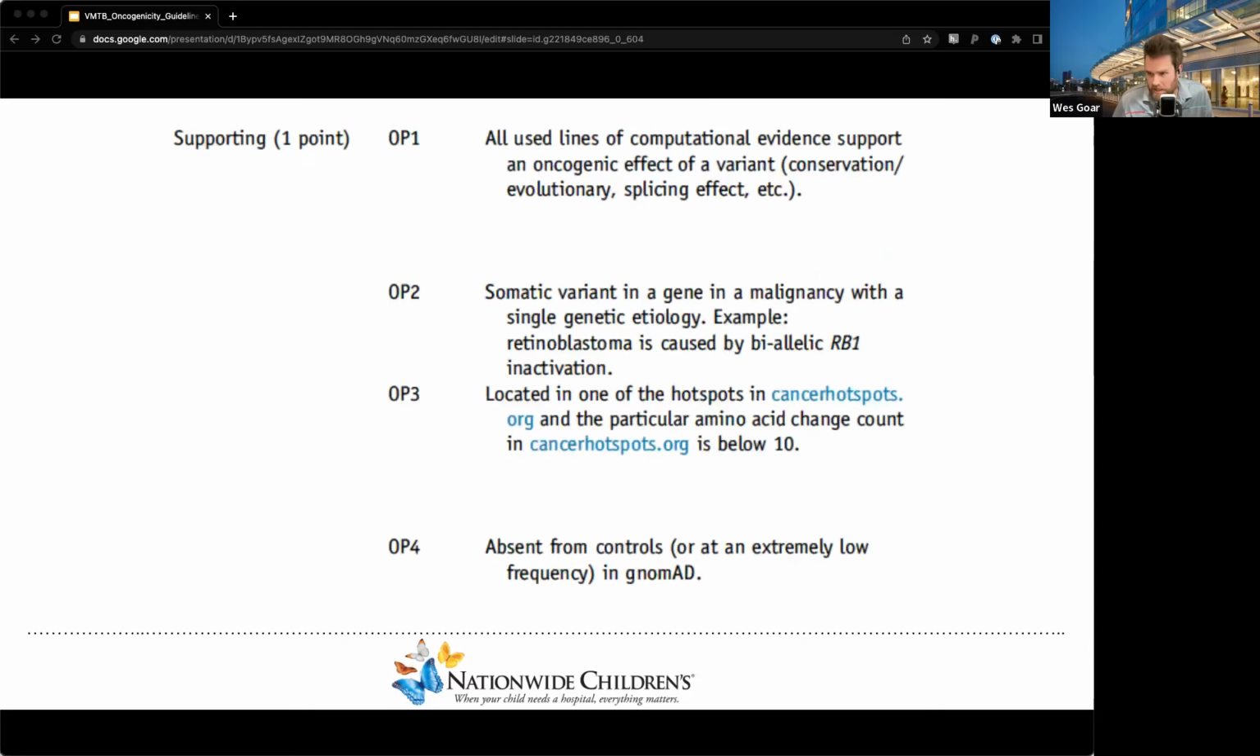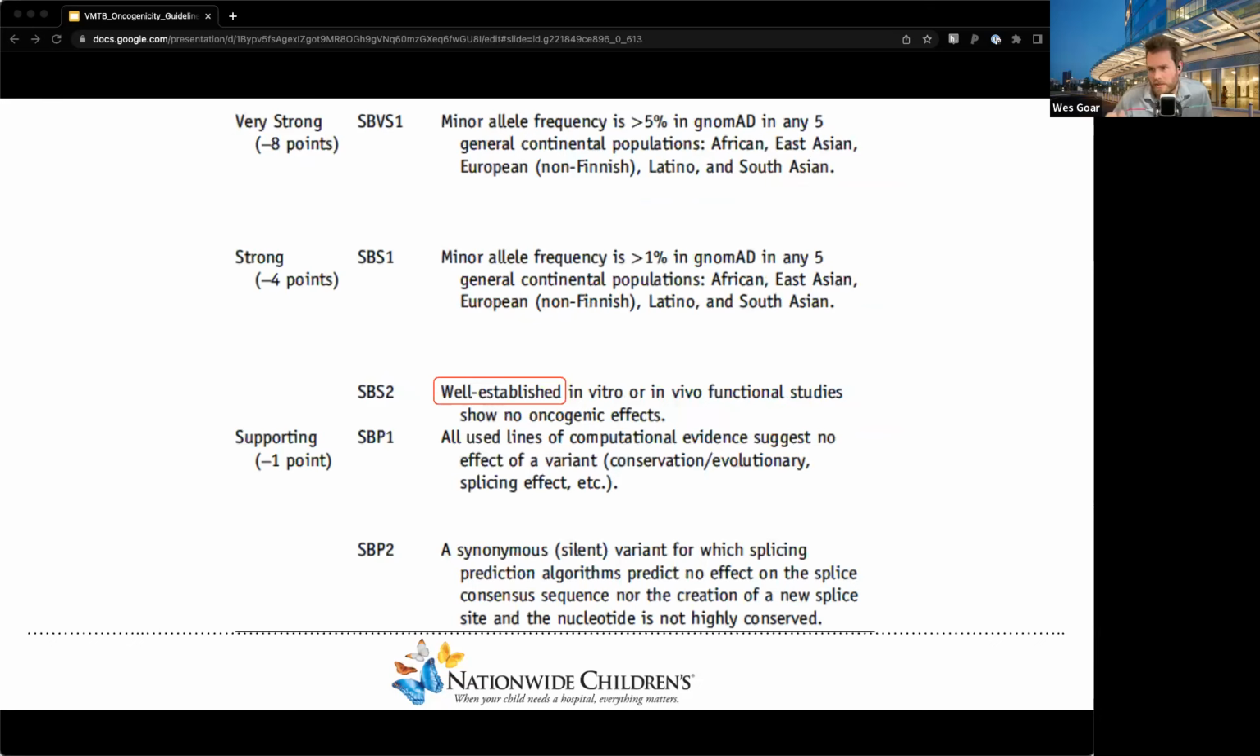And then you have your supporting data, which is going to be your 1 points here. And this is going to be like your in silico predictors are all pointing towards pathogenicity. You have OP2, a somatic variant in a gene in a malignancy with a single genetic etiology, such as biallelic RB1 in a retinoblastoma. And then again, more cancer hotspot data. And then we get to our population data with absent from controls or really, really low frequency within gnomAD. And then the flip side, you have things that are going to push you towards benign, which are basically the flip of what we just talked about.